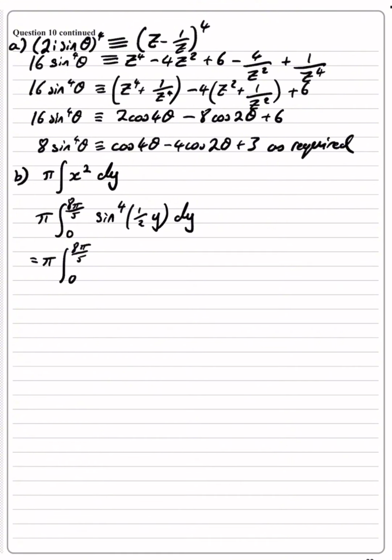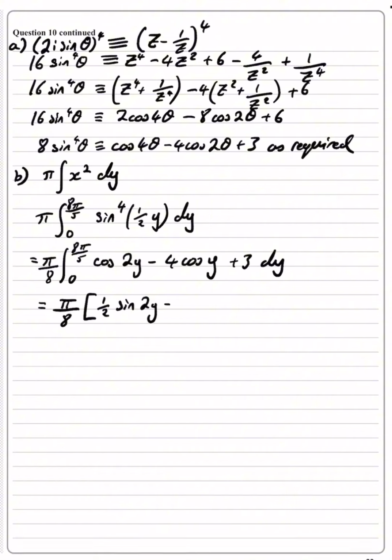Now, we need an extra 8 in there, so what I'm going to do is take an 8th out, and therefore you can put an 8 inside it and just carry out the substitution. Obviously, theta is now a half y, so 4 theta will become 2y, 2 theta will become y, and we're integrating cos of 2y minus 4 cos of y plus 3, which is straightforward. It's going to be half sine of 2y, subtract 4 sine y, plus 3y, between 0 and 8 pi over 5.